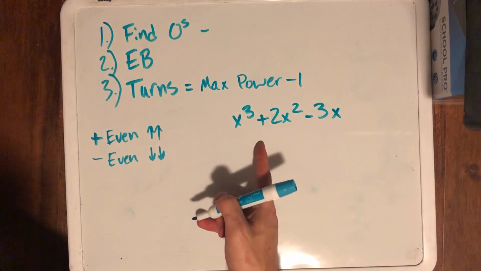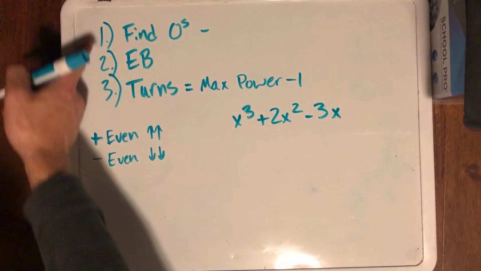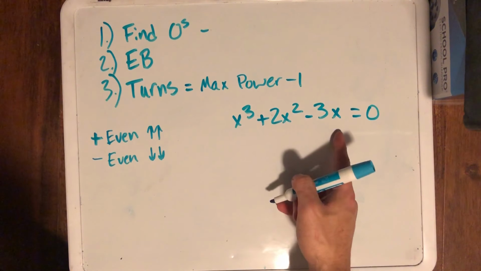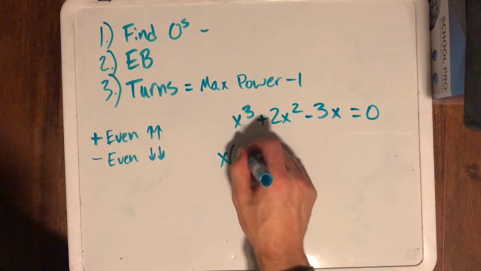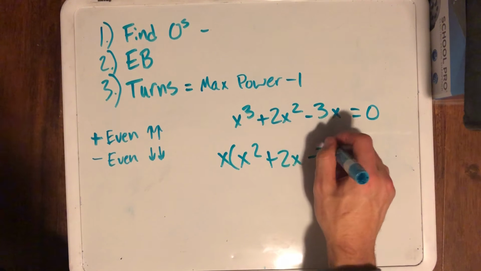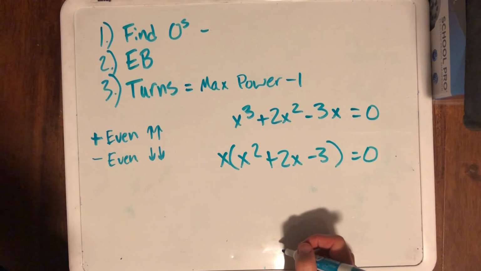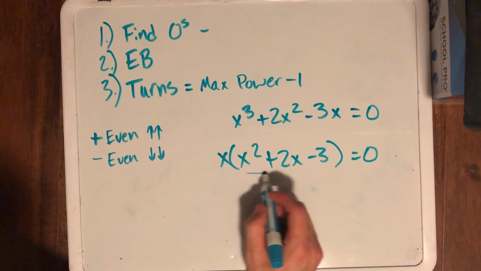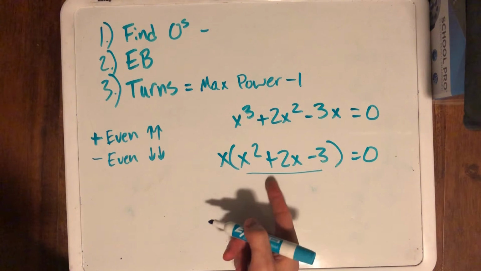Perfect. So again, we're going through our steps. First step, find our zeros. Well, greatest common factor, I can pull an x out of all those terms. So if I pull an x out, I'm left with x squared plus 2x minus 3 equal to 0. And so now, some of you might say, oh, well, I'm done factoring. But actually, this middle part in our parentheses here can be factored further.